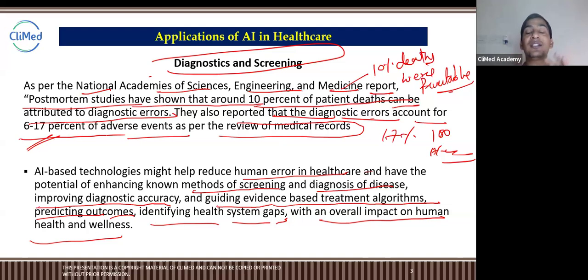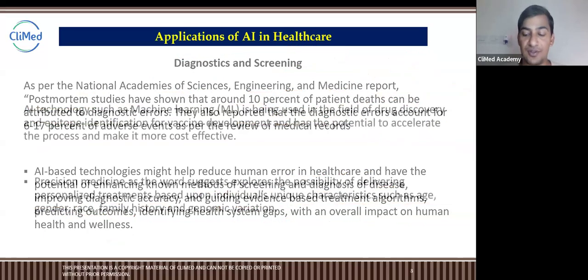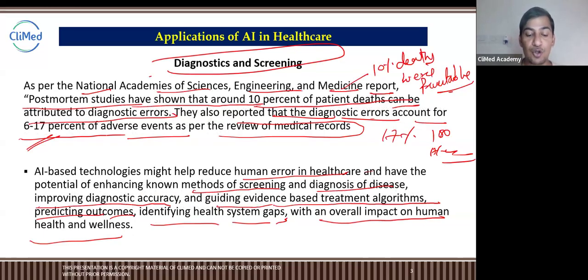AI can help summarize your reports. AI can help in all types of diagnostic and screening things. And in research, it can be one of the best tools to summarize big data in short forms.